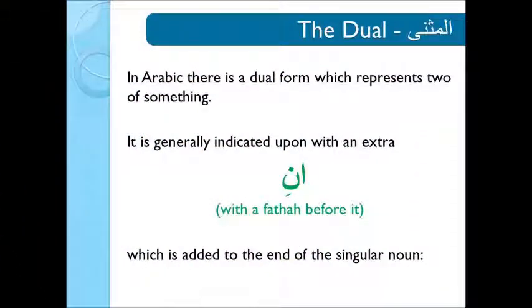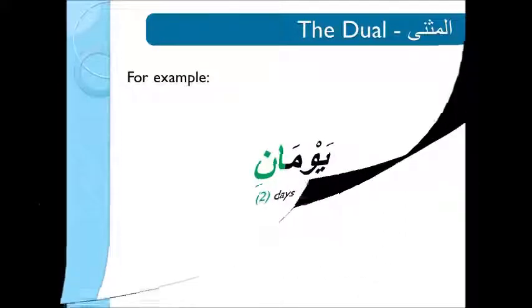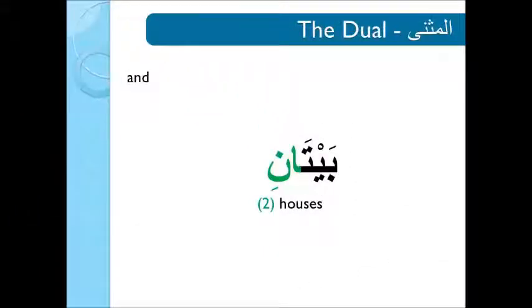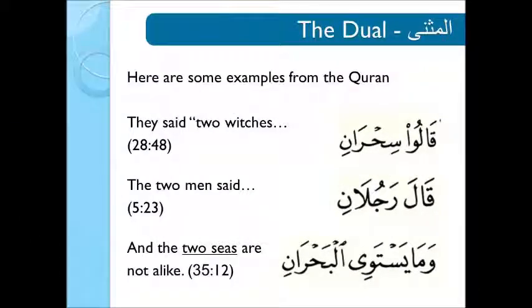In Arabic, there is a dual form which represents two of something. It is generally indicated with an extra alif noon with a fatha before it, which is added to the end of the singular noun. For example, yawm, day, became yawmani, 2 days, and waladan, 2 boys, and baytan, 2 houses, and qalbani, 2 hearts, and masjidan, 2 masjids.